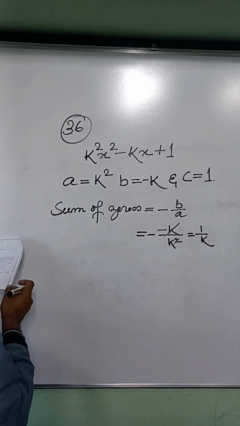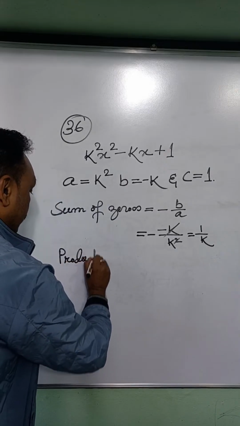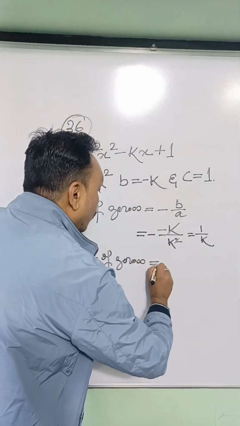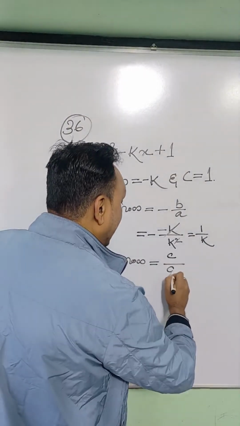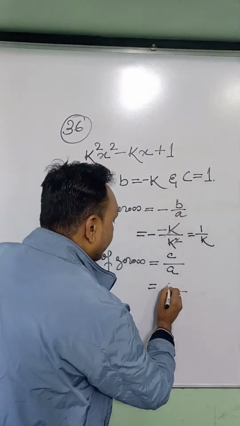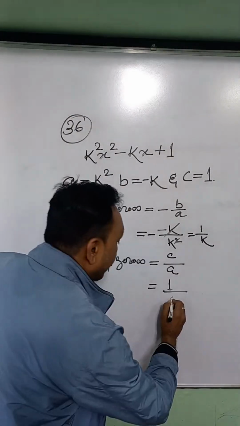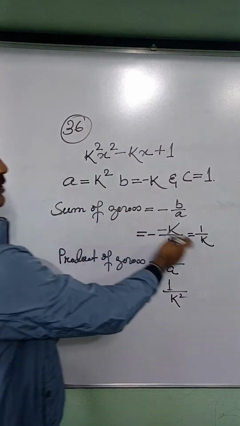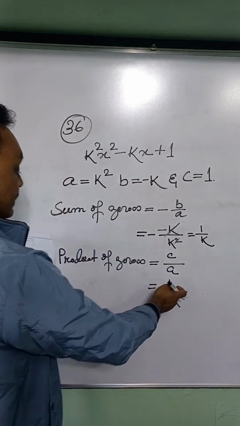Now you have to find out the product of zeros. Similarly, product of zeros. What is the formula? Sum of the zeros is minus b by a, product of the zeros is c by a. So c is 1, and a is k square. No need to simplify. So the sum of the zeros is 1 by k, and the product of the zeros is minus 1 by k.